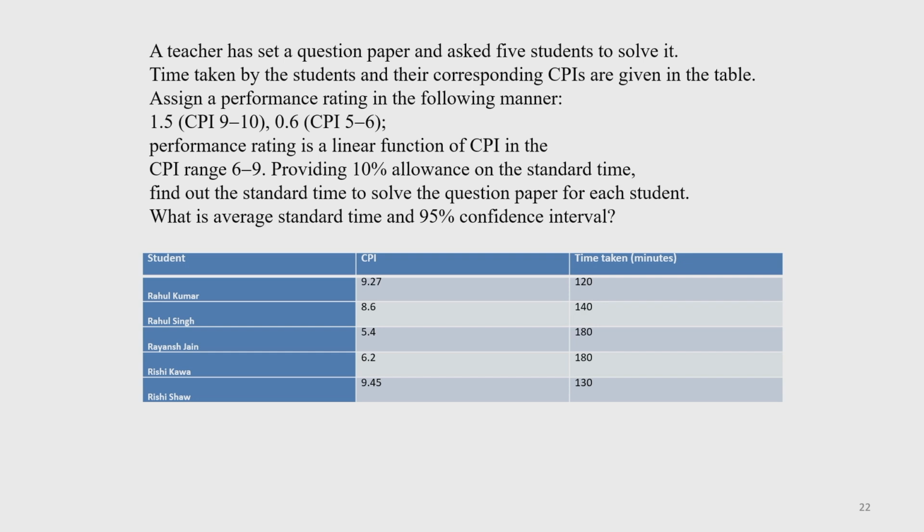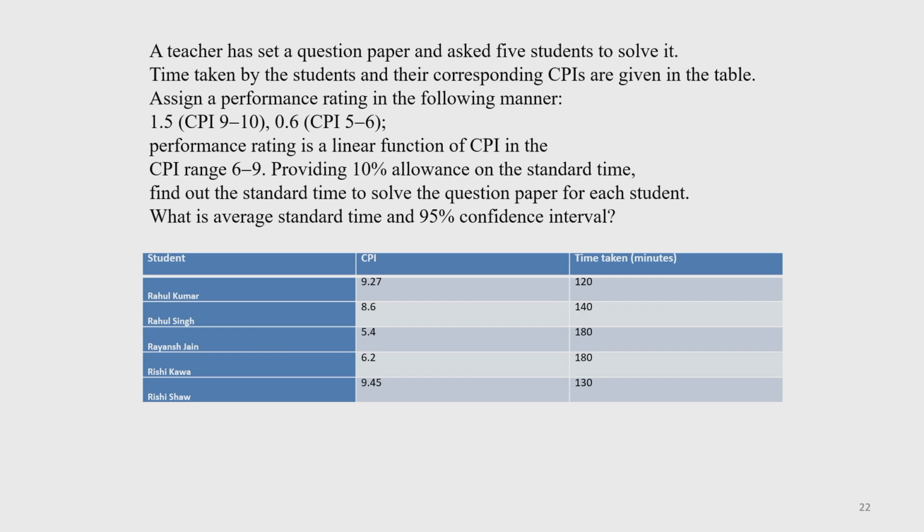The cumulative performance index is known to us. Assign a performance rating in the following manner. If the CPI is 9 to 10, that means the student is very bright, give the performance rating 1.5. If the CPI is between 5 to 6, that means the student is weak, give the performance rating 0.6. In between, you can give a performance rating in a linear way. For the CPI range 6 to 9, give it in linear fashion. And provide a 10% allowance on the standard time.